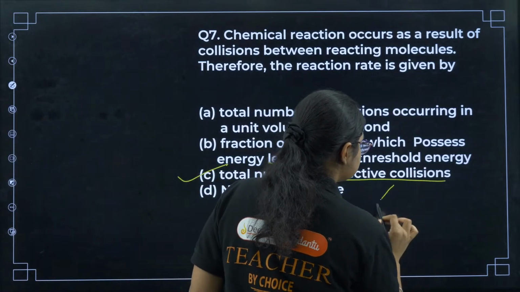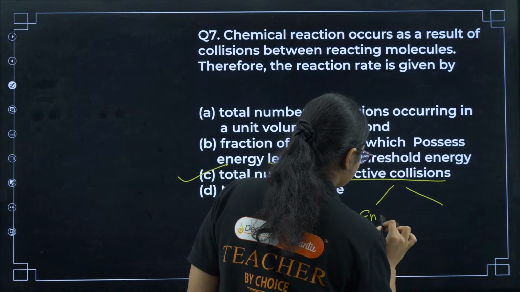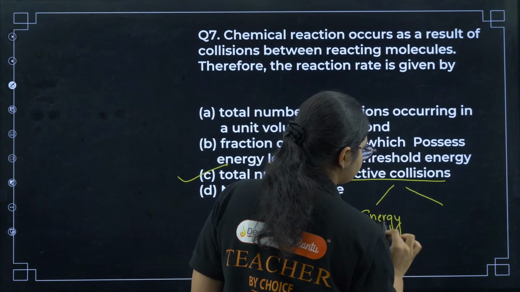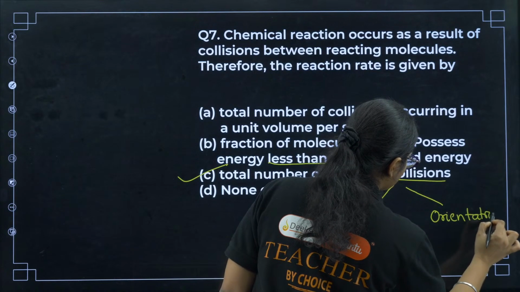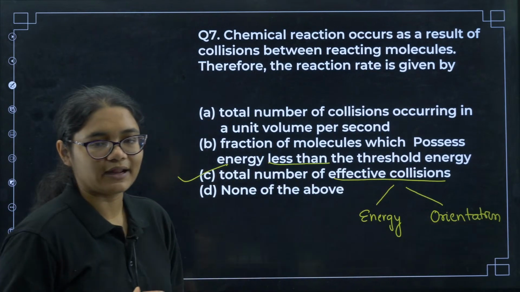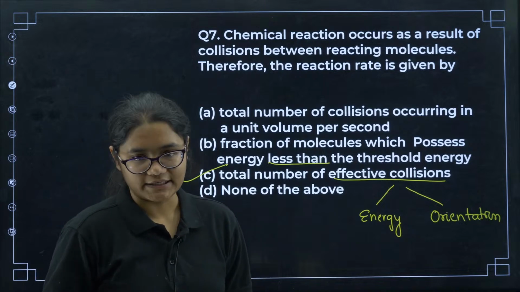In effective collisions you have two factors. One is energy, the energy of the collision must be sufficient, and the other factor is orientation. The reactant molecules must collide in a proper orientation.